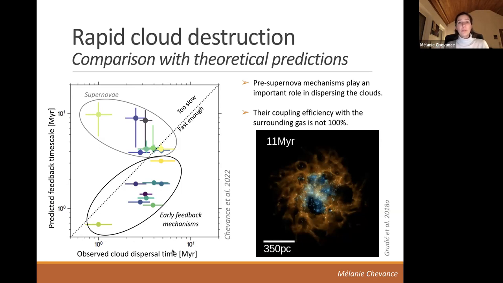So they play an important role in dispersing the clouds, but in fact, they could play an even more important role, in a sense. They could destroy the clouds faster, but that's not what we see, which means that their coupling efficiency with the surrounding gas is not 100%. It's lower than that, and you have photons or winds that can escape the clouds via low density channels. And you can see an example of that in this simulation here on the right.